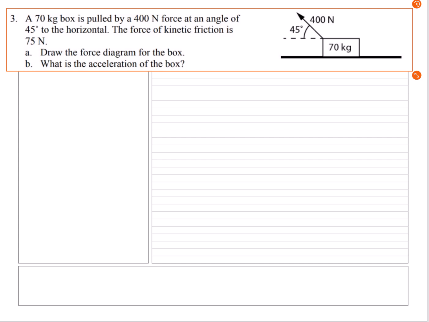Pause the video, draw the correct free body diagram, write your sum of Fx, sum of Fy, and check your answer.